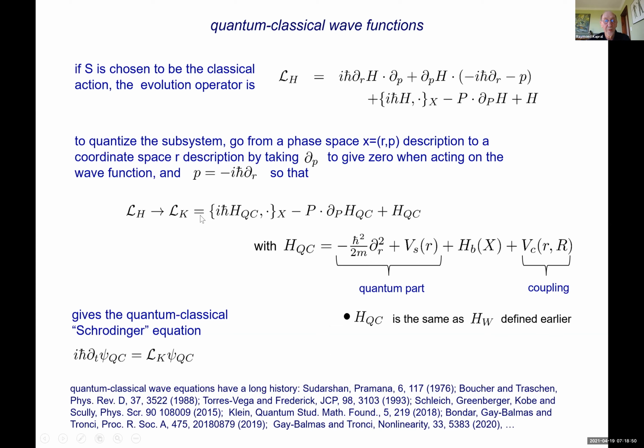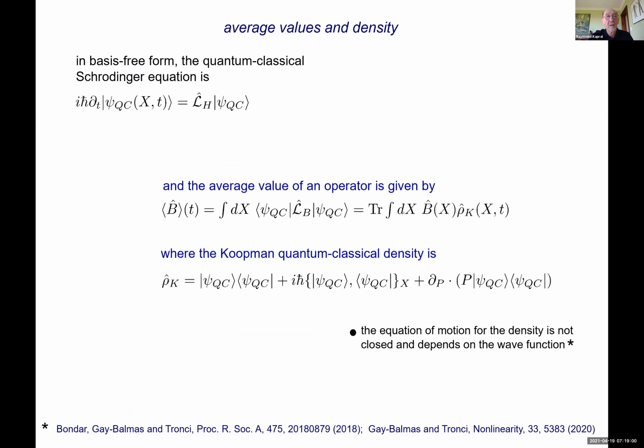And so with this replacement, we have the quantum classical Schrödinger equation that's the topic of this meeting. So here I've written it in basis-free form. That was the R representation. And the expectation value of an operator B is given by something that looks suggestive. L sub B is the same operator that I wrote earlier.